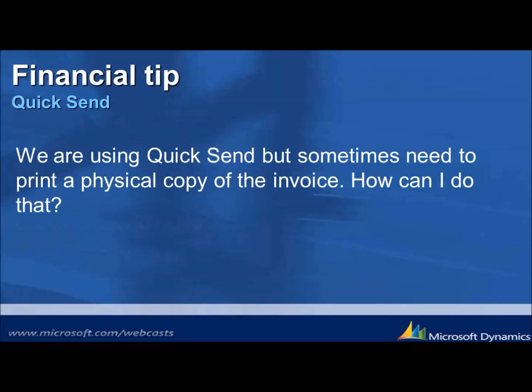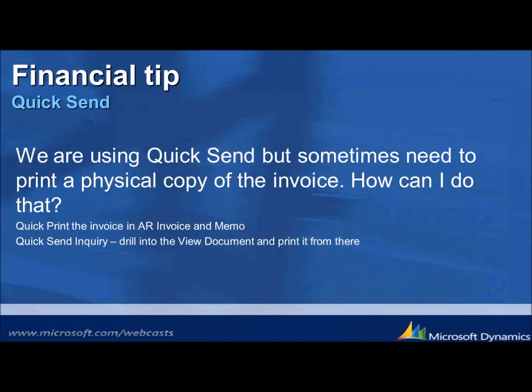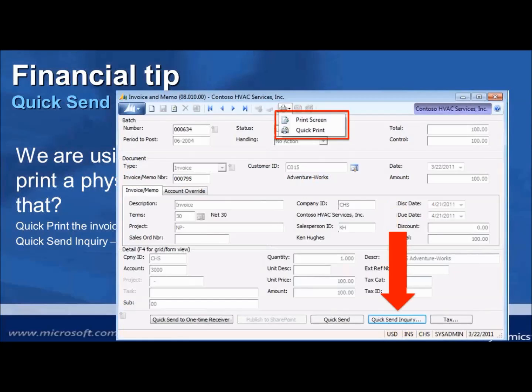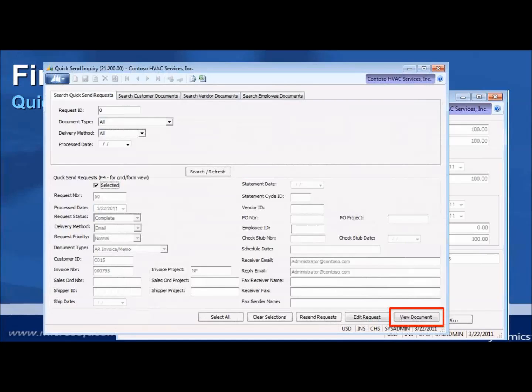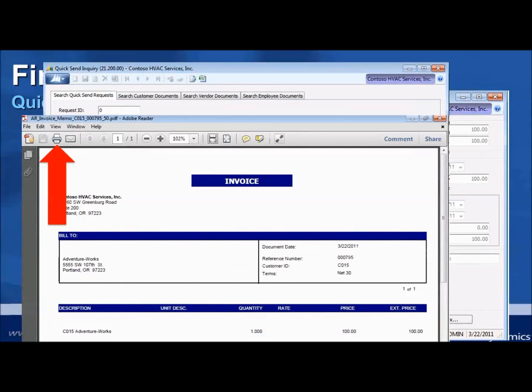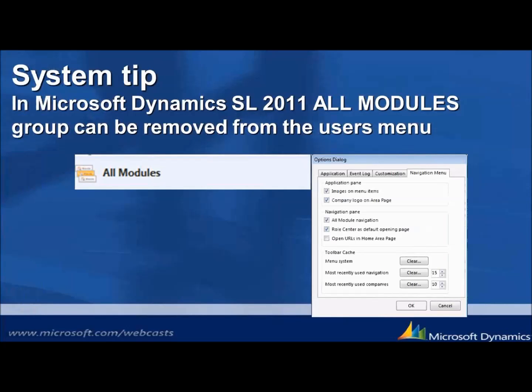Going back to QuickSend, sometimes you actually want to print a physical copy of an invoice in AR, let's say. So how do you do that? Well, there is a quick print option in the invoice and memo screen. You can also drill down into the QuickSend inquiry and view the document and print it from there. So there at the top you see the quick print option, which works just fine. But if you'd also like to go into the QuickSend inquiry, you can hit that button. That brings up your inquiry screen. You can click the View Document button, which brings up your invoice, and then you can just print it right from there. Pretty cool.